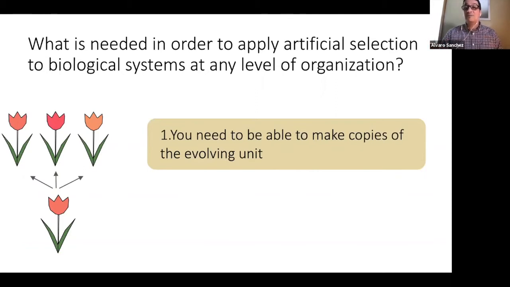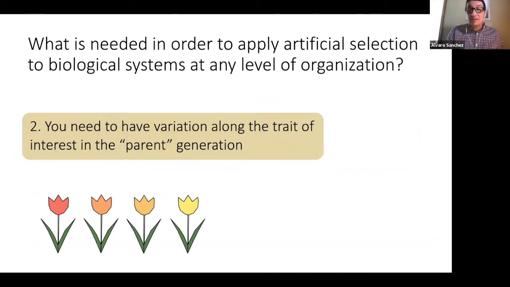First of all, you must be able to make copies of your evolving unit. So you must have a unit of reproduction. In this case, it could be, for instance, a microbial community. And you must be able to make copies of that microbial community. The second rule is that you must have variation along the trait of interest, right? In the parent generation. So you need to have some variation that you're selecting, such that some of those units have a more desirable trait than others, right? So that needs to happen.